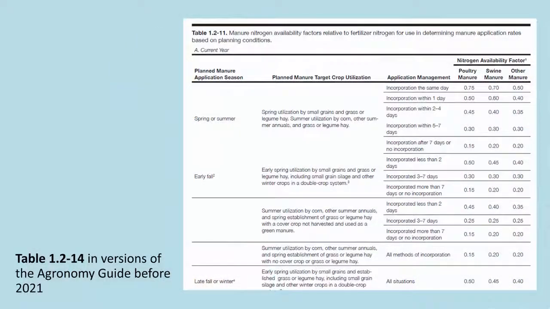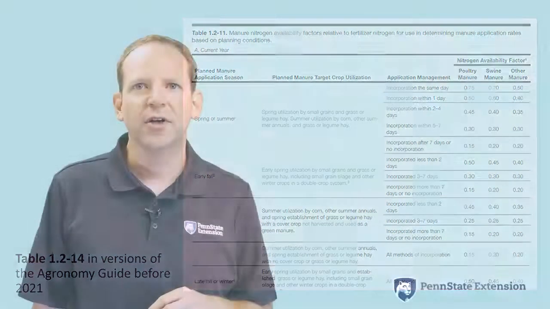There's another table in the Agronomy Guide that offers a slightly simpler calculation of available N in the manure. It's Table 1.2-14 in older versions of the guide and Table 1.2-11 in the 2021 version and newer. This table has availability factors that would be multiplied by the total N content of the manure, and the factors are based on similar aspects of manure application management as we previously discussed.